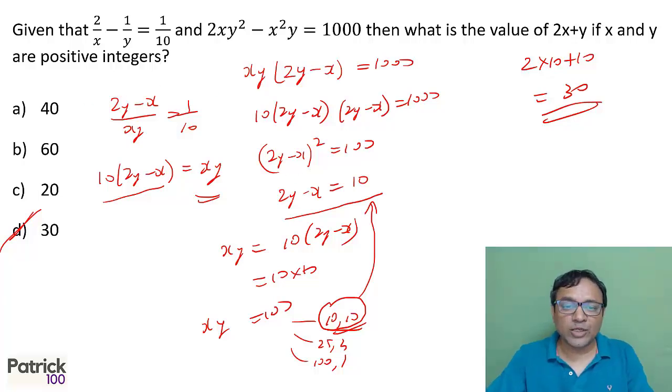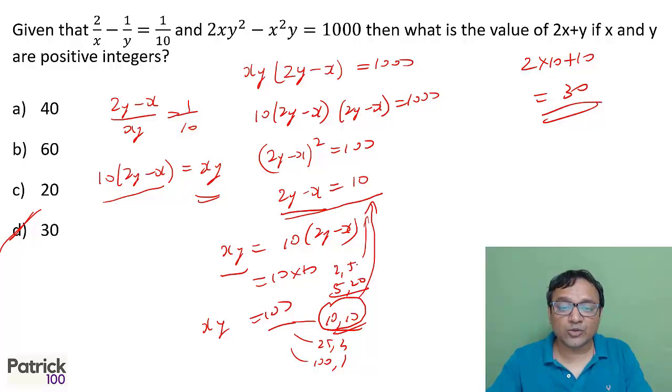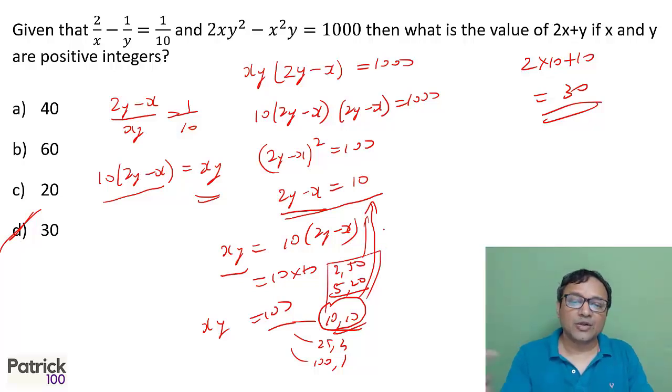So you get two equations. You have two things, 2y minus x and xy. xy is 100, so factorize it. It can be 10, 10, 25, 4, 100, 1. Then see which value satisfies. So 10, 10 satisfies. There may be other values which also satisfy, for example 520 and 250, but that will not satisfy the first equation. So the only thing that satisfies is 10, 10. Anyway, as I said, you can keep substituting.